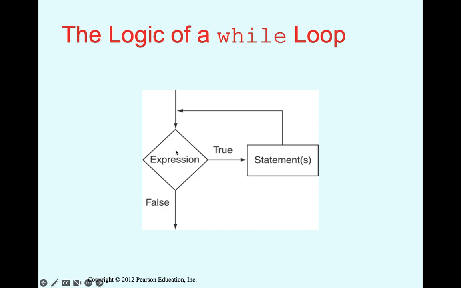So this is the flow chart. This is the expression. If it's true, we do this statement. If not, we just skip the statements. And if it's true, we do the statement and check the expression again and again, and so on till the expression is false.